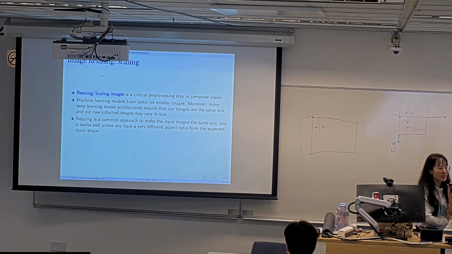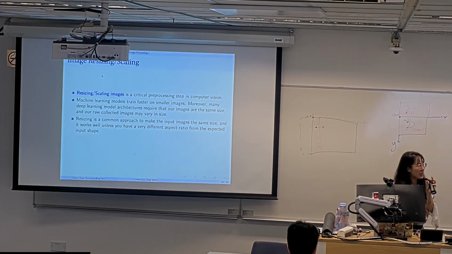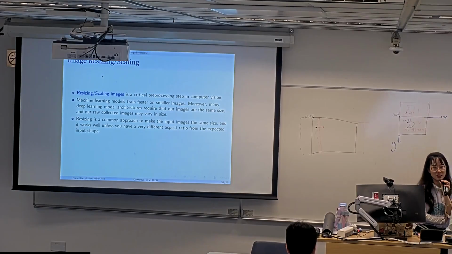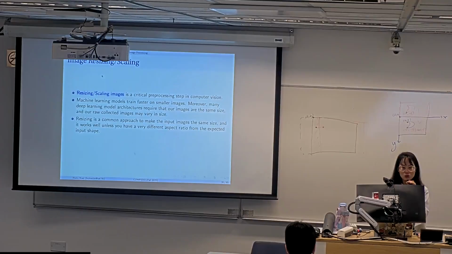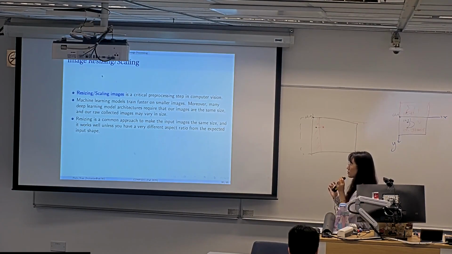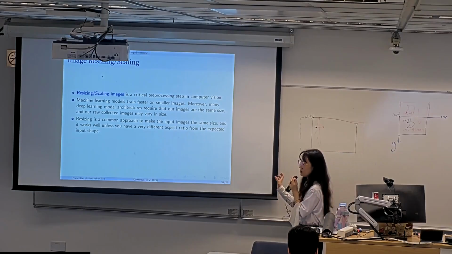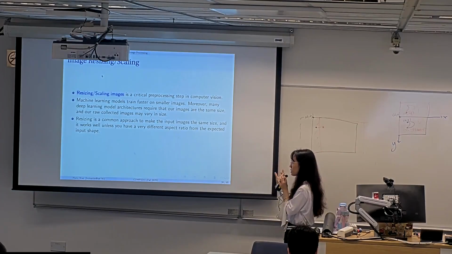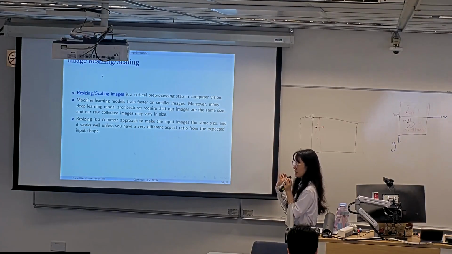But when you collect your raw data, actually they are not in the same size, right? They possibly vary in size. So we first have to do a resizing or scaling, so that we make sure all of our input data have the same size, and then they are suitable to fit to some deep learning models, because the deep learning models accept a fixed, the same size.